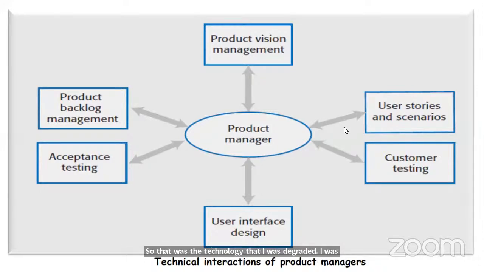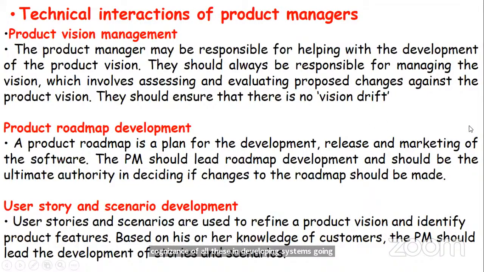So the product manager must take cognizance of all this in developing systems or in developing products for a user. So I think I've looked at all this. So technical interaction of product manager, product vision management, product roadmap development, user stories and scenario.